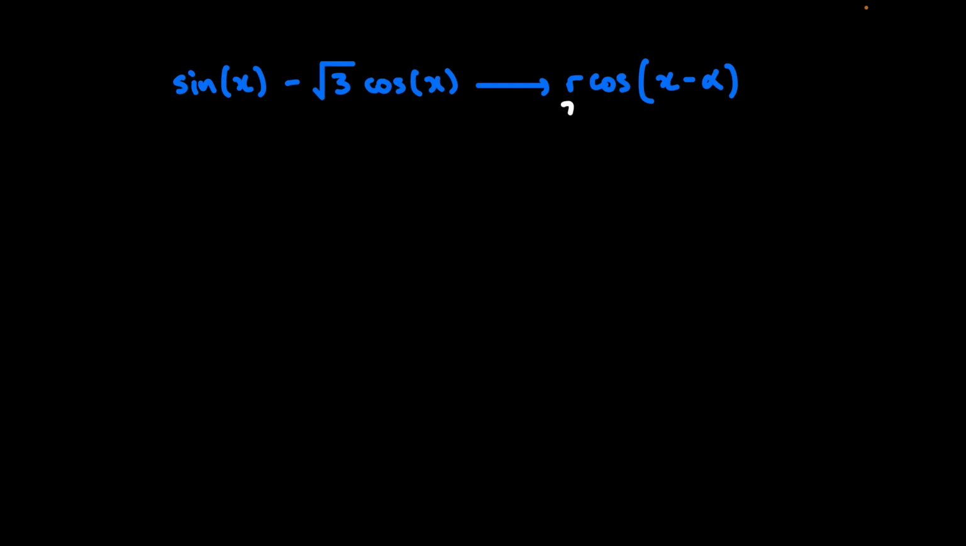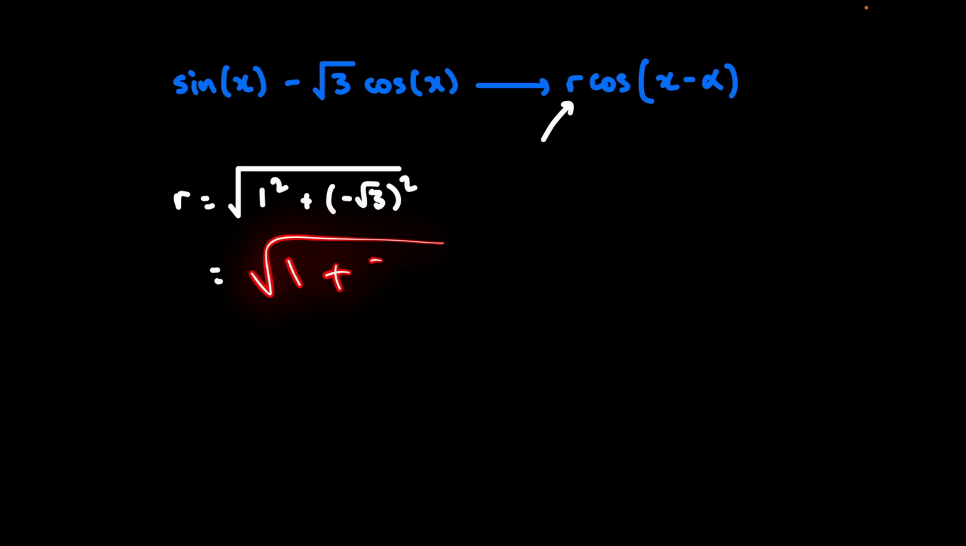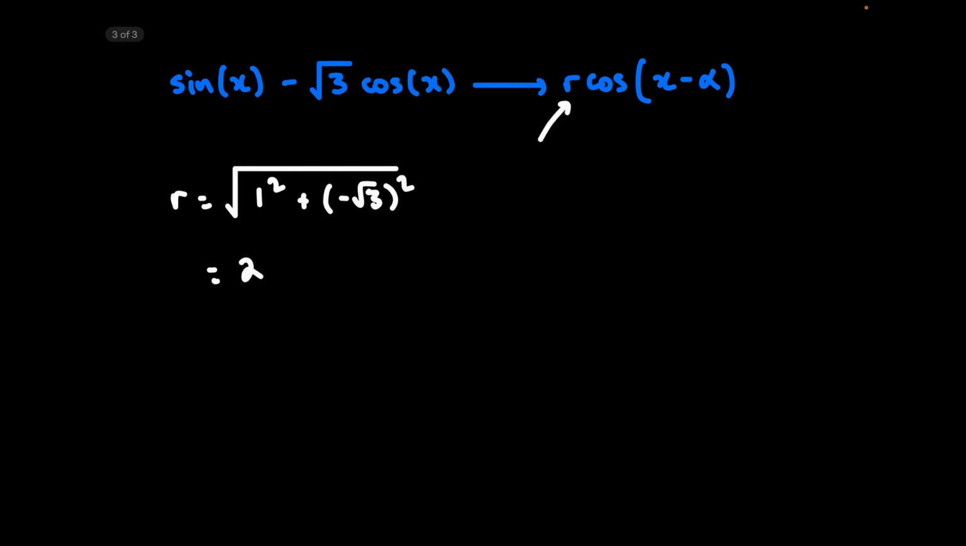First thing we do is work out the value of r. And again, r is equal to the square root of a squared plus b squared. So we know in this case, the value for r is simply going to be the square root, the coefficient of sine x squared, so 1 squared, plus the coefficient of cos x squared, which in this case is minus root 3. And when we do this, this is the same as the square root of 1 plus 3, which is simply just equal to 2. So we have the value of r. Now let's work out the value of alpha.